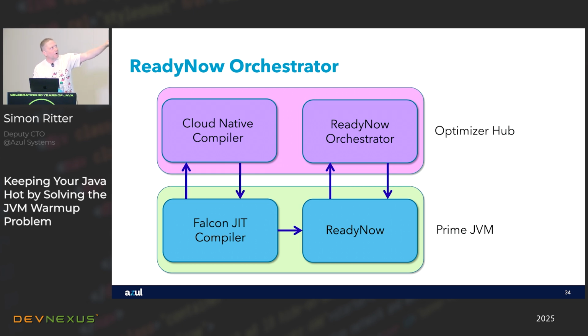We can just remotely access it, bring down that Ready Now profile. Then we can use our JIT compiler. We can use the Cloud Native Compiler in conjunction with that. And that gives us both the ability to understand what classes and everything we need to compile, plus what methods to compile, but compiling them remotely rather than locally. And that has proved to be very good for some of our very large customers.